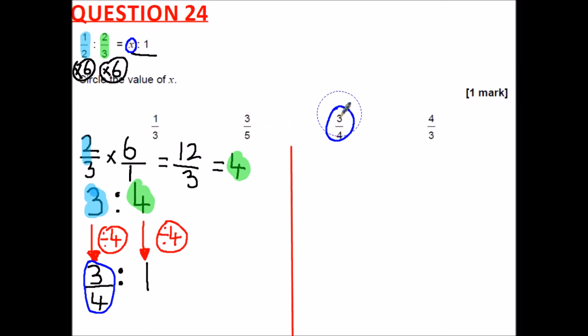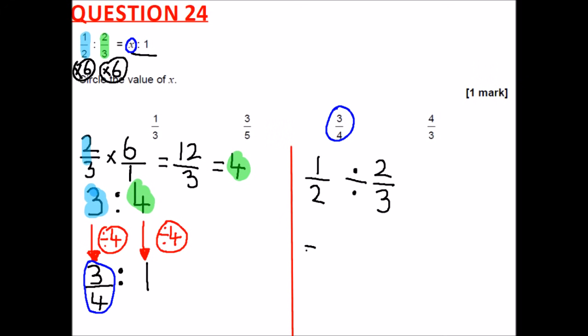Another way we can do this would be to realise, this is a harder way in my opinion, but you can treat ratios very much like division. So a half : 2/3, we can think of this as a half divided by 2/3. Even the colon of a ratio is the same as the division sign, so there is a link. A ratio is very similar to a division.